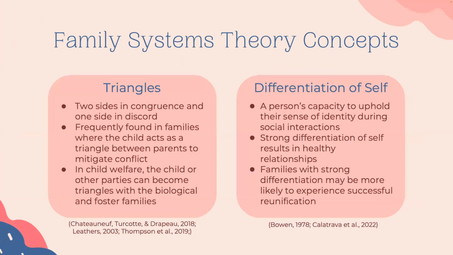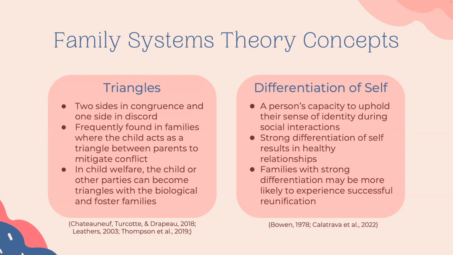One of the concepts of family systems theory that applies in child welfare is the concept of triangles, which occurs when a relationship between 2 people adds a third person, either intentionally or unintentionally, with the purpose of mitigating conflict between the 2 original relationship members. Triangles happen all the time in family systems. For example, children often act as triangles between their parents to alleviate tension in their parents' relationship.